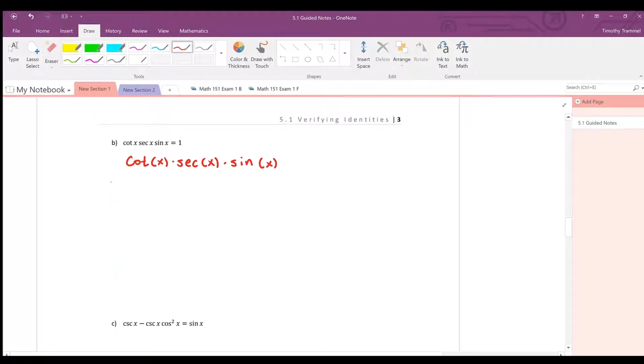So a good place to start might be rewriting these things in terms of sine and cosine. What I mean by these things is cotangent of x and secant of x. These are all written in terms of sine and cosine. Maybe we can get a few things to cancel out. So cotangent of x is equal to cosine of x over sine of x. Secant of x is equal to 1 over cosine of x. And we still have this sine of x over here.